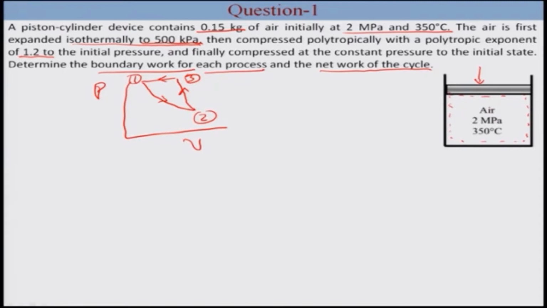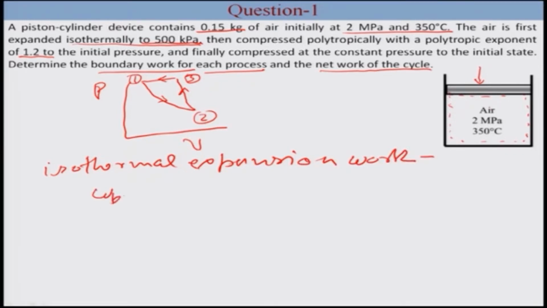So we have to determine the boundary work for each process. First we do the calculation for isothermal expansion. Work in isothermal expansion, WB from 1 to 2, will be P1 V1 ln of V2 upon V1. Since here we don't know V2 and V1, we need to find the initial and final volume of air.